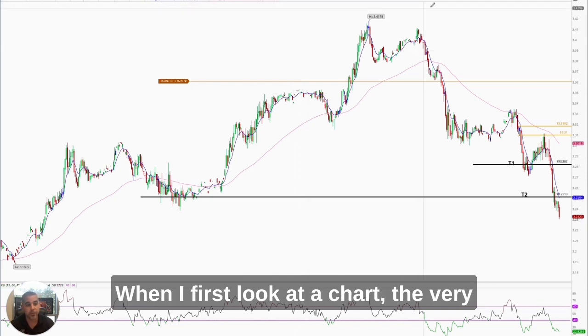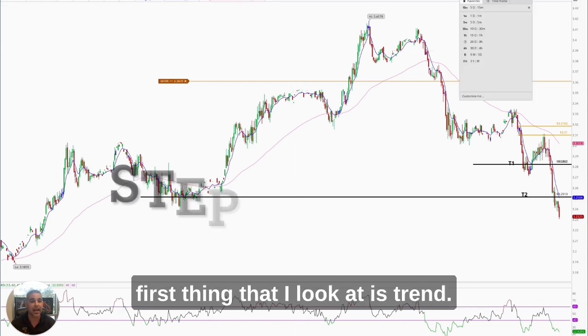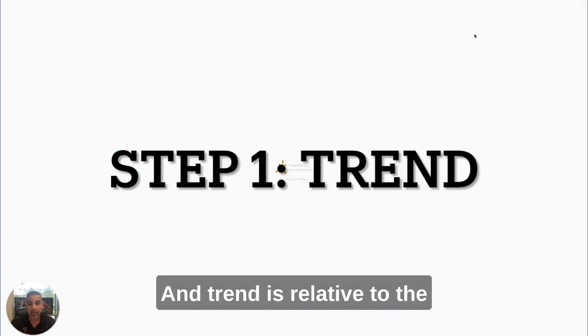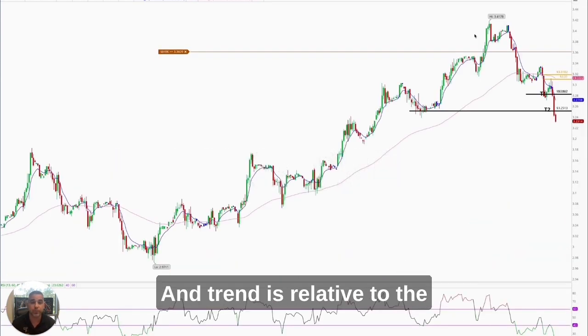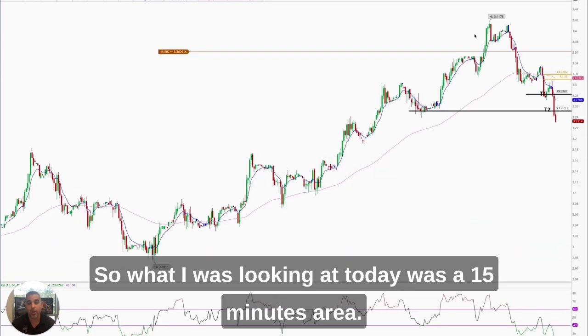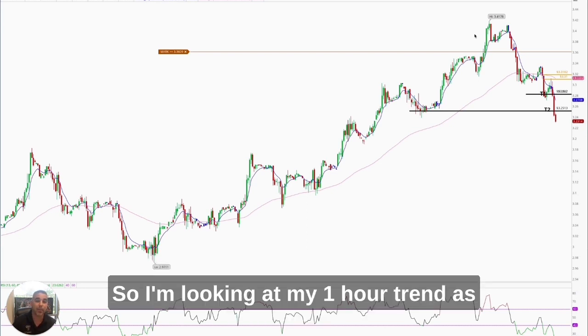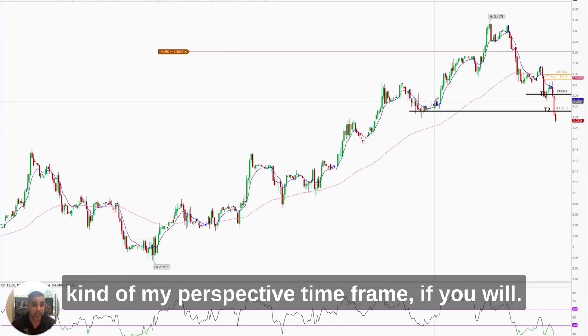Guys, when I first look at a chart, the very first thing that I look at is trend. And trend is relative to the time frame that you're trading on. So what I was looking at today was a 15-minute area. So I'm looking at my 1 hour trend as kind of my perspective time frame, if you will.